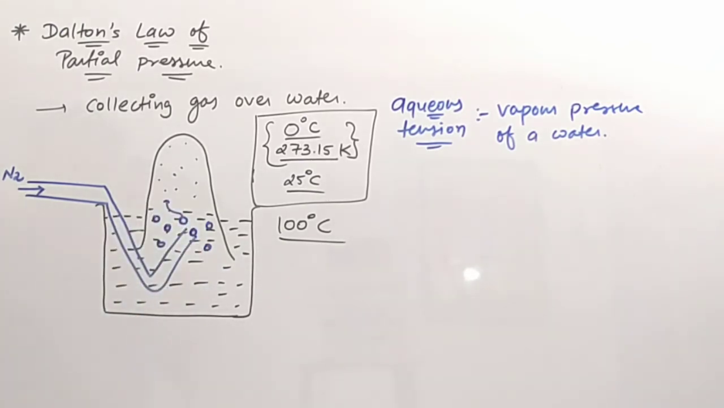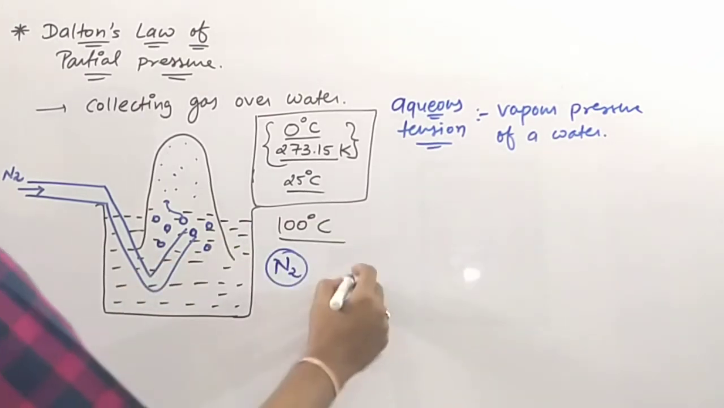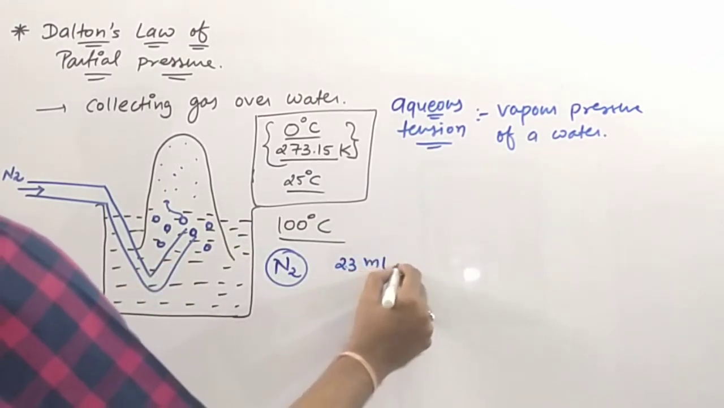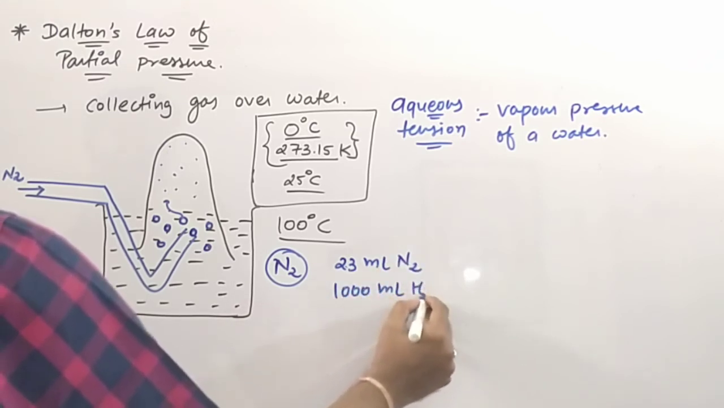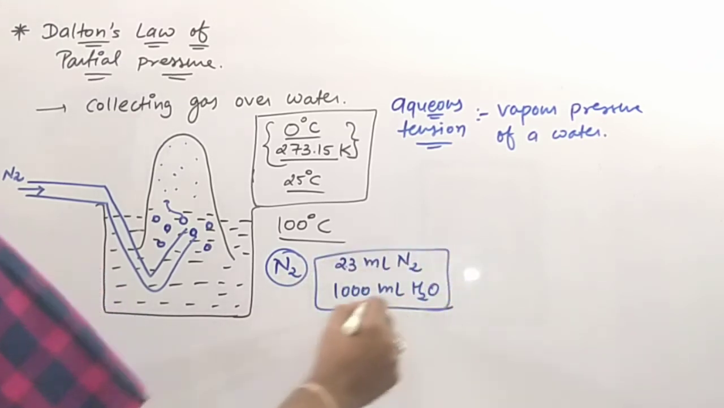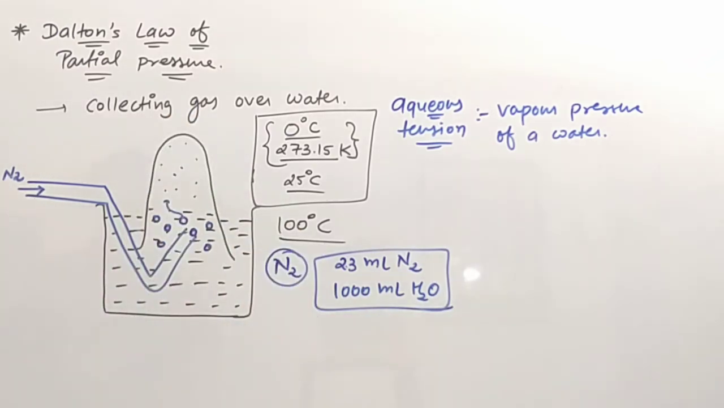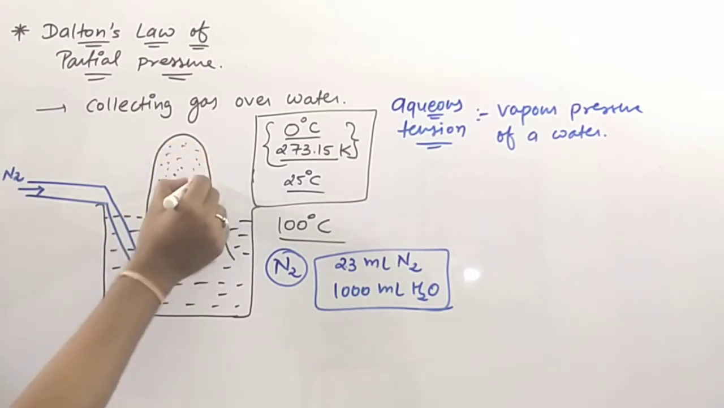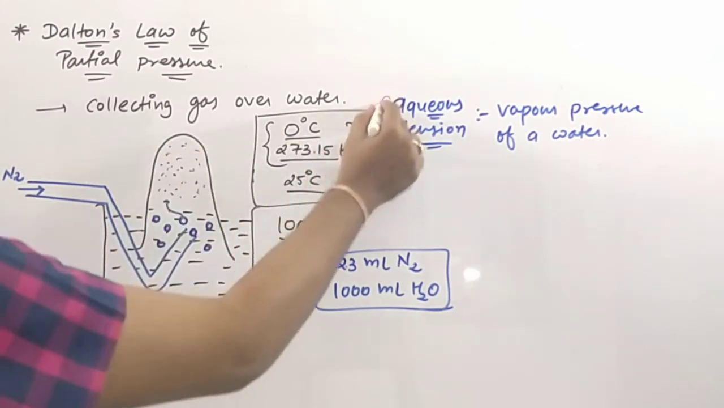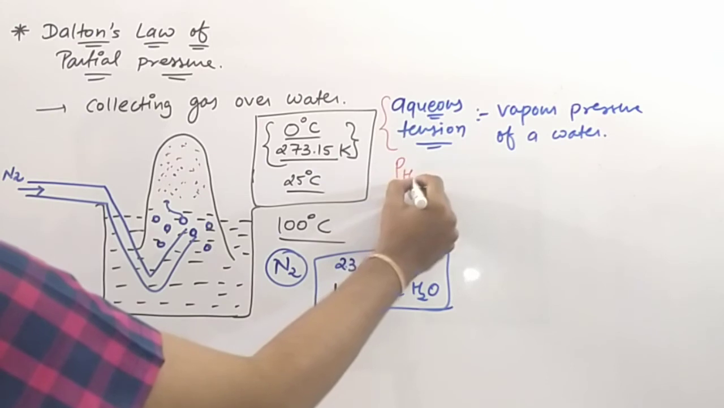It is found that nitrogen is almost insoluble in water. It means only 23 ml of nitrogen can dissolve into 1000 ml of water. On the basis of this, you can imagine that a very small amount of nitrogen will dissolve into this water. Other nitrogen particles will come here, and they will mix with this particular aqueous tension. It means you can say that TH2O.